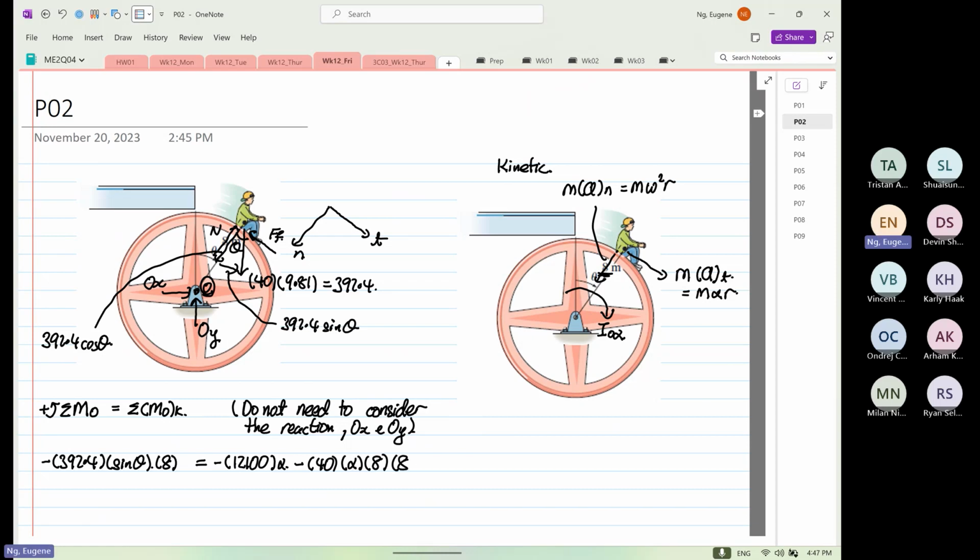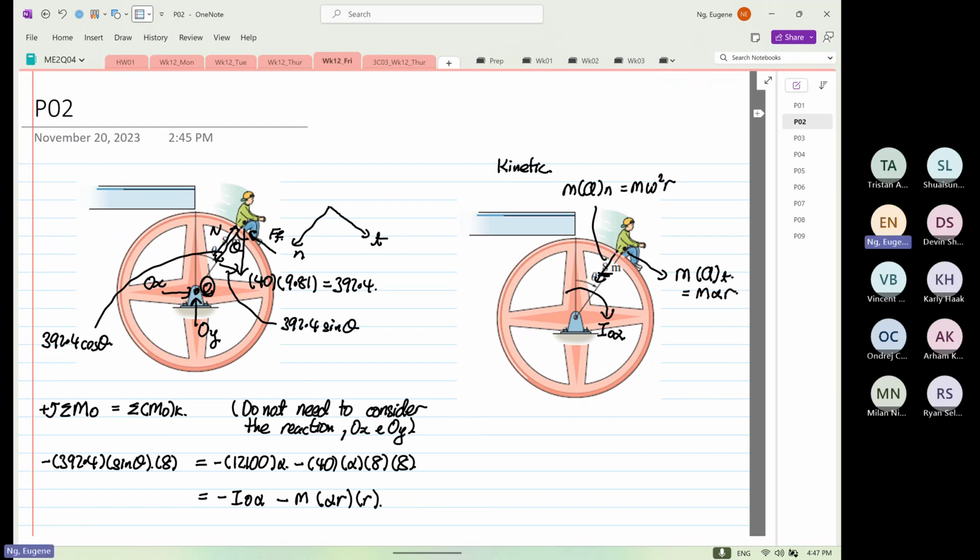And we have to multiply another 8. Yes or no? 8. So both of these are the radiuses. Let me clarify something. Let me write out the formula. So this is equal to minus I naught alpha minus the mass of the boy, M, and then over here you multiply by alpha R, and then you multiply by the radius again, just to clarify the formula. I don't want you to wonder why we have double 8.